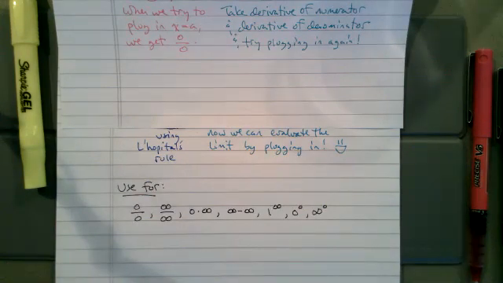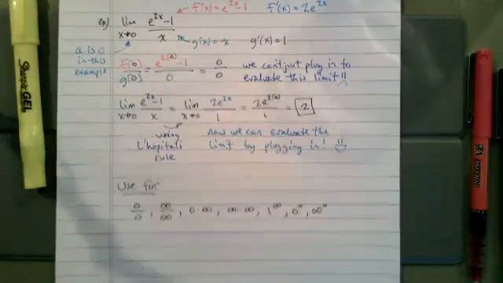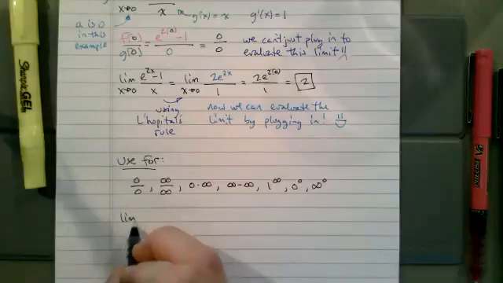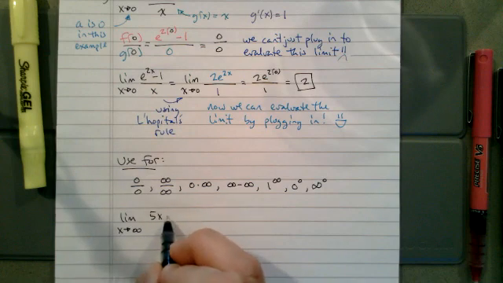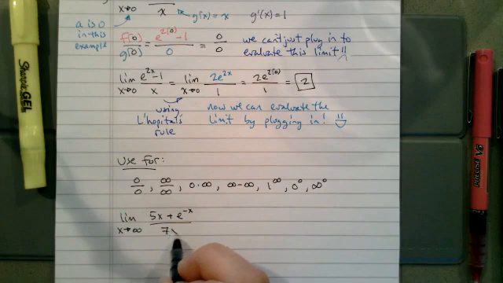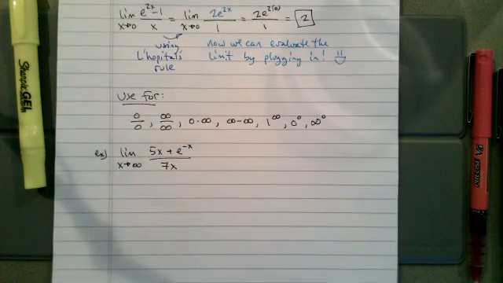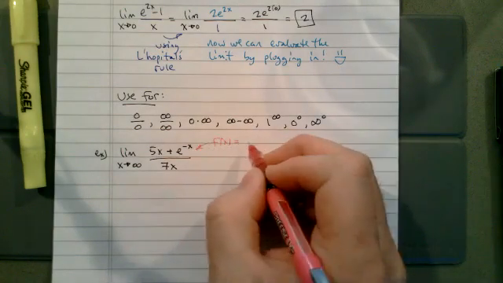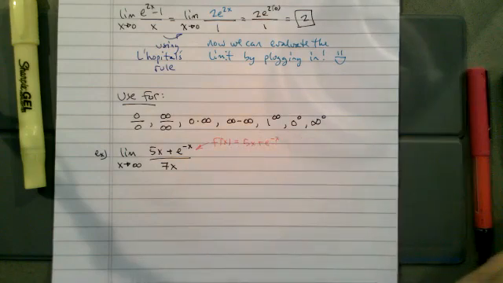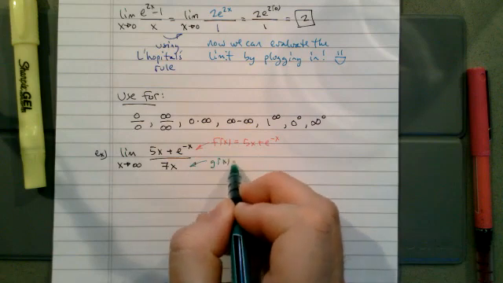Can you do an example of an infinity problem? So let's take a look. Please, thank you. Yes. Let's suppose we have the limit as x goes to infinity of 5x plus e to the negative x over 7x. In this case, our f of x is just the numerator, 5x plus e to the negative x, and our g of x is just 7x.